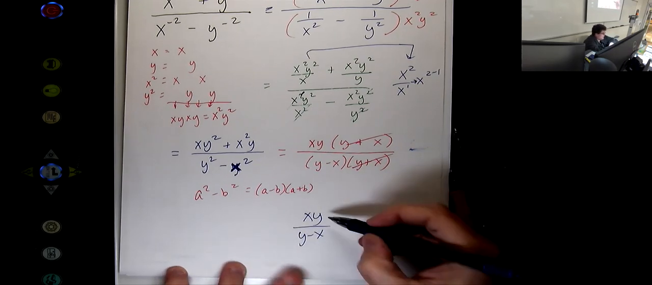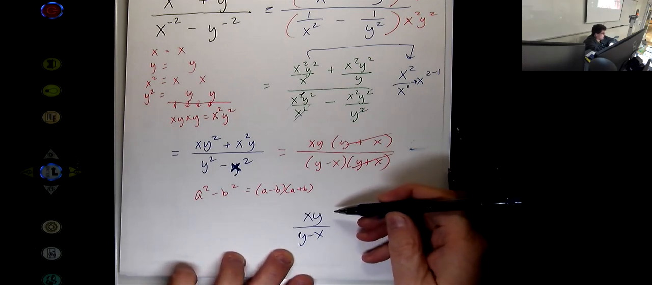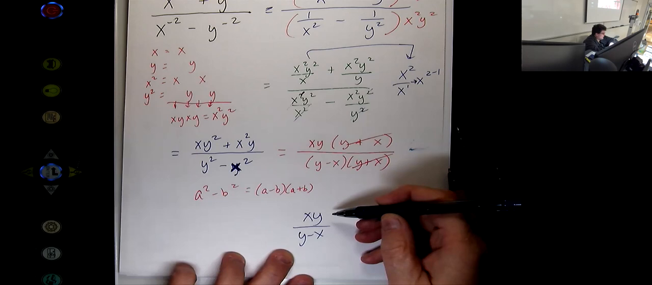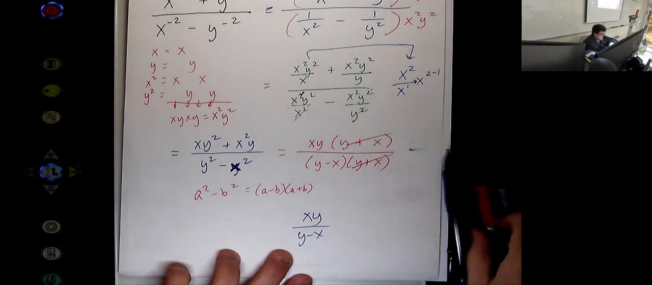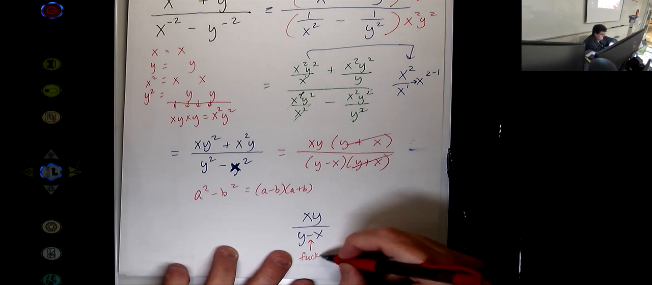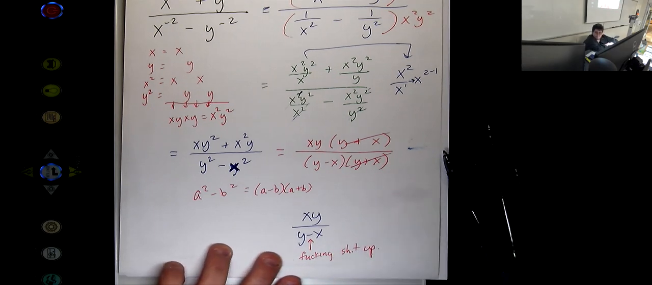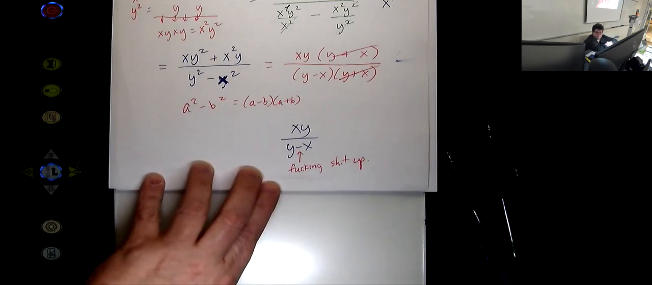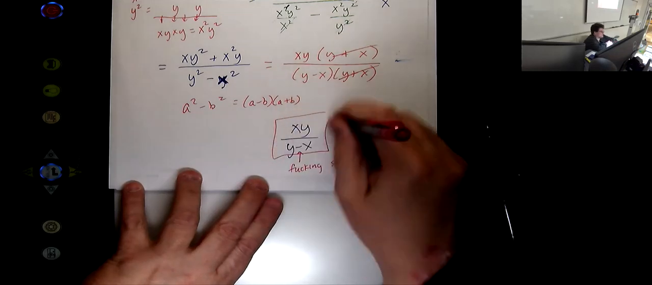Can I cancel out a y? I got a y on top and bottom. Can I cancel out a y? Why not? We can't cancel them because they're not multiplied together. This negative in here is messing it up. So that's where we're stuck.